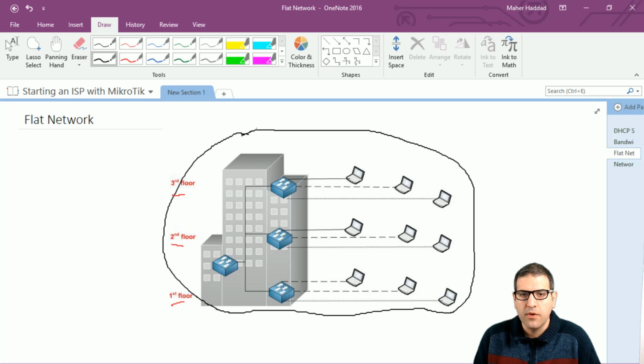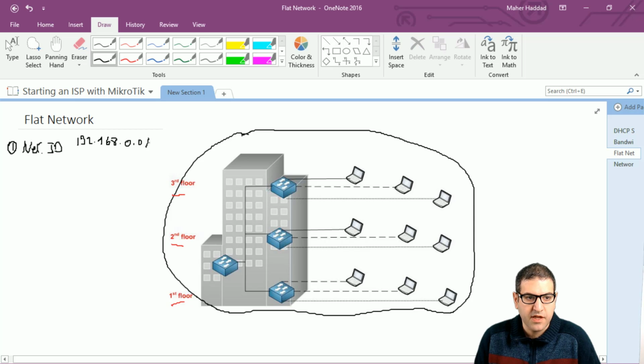Okay, so in this case, we only need to provide one network ID. So I'll put here network IDs. For example, we say here we will give to this network 192.168.0.0/24. That means this computer, for example, the first one here, would take 192.168.0.1, this 192.168.0.2, this 3, 4, 5, and until .9 here.